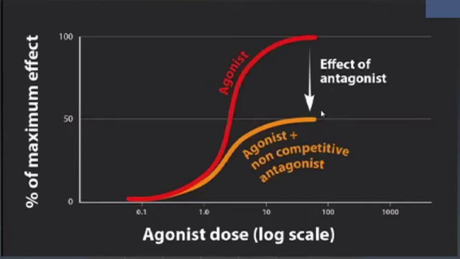And you can see that the potency of these two curves is exactly the same. EC50 hasn't changed. EC50 for the agonist by itself is right here at somewhere between 1 and 10, we'll call it 4. EC50 for the agonist plus the non-competitive antagonist, the orange curve, is right there. It's at the same place. So it doesn't affect potency at all. It only affects efficacy.